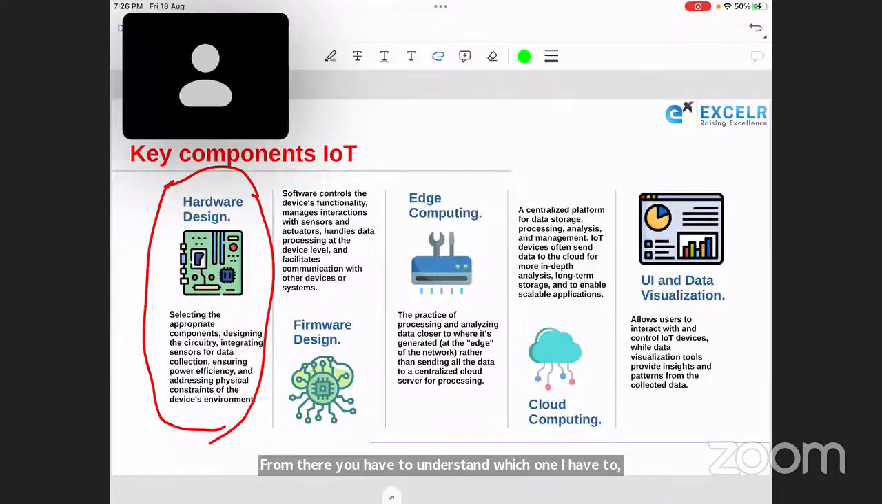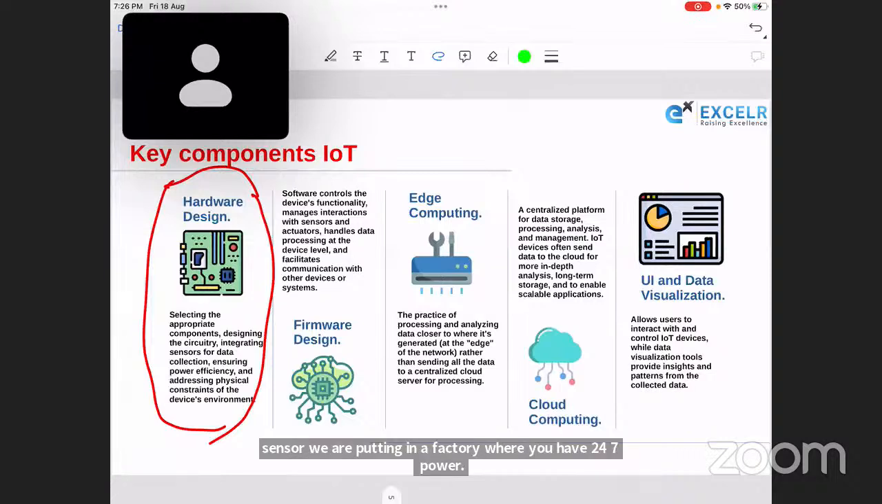Okay, so that is where the problem lies when you are selecting the key components. Now, you have a power efficiency issue. Let's say one sensor you're putting in a factory where you have 24/7 power. If power goes out for 5 minutes, there is a generator for that.